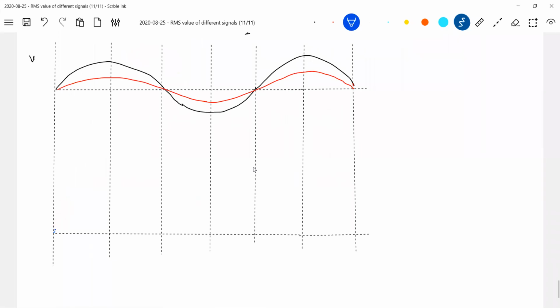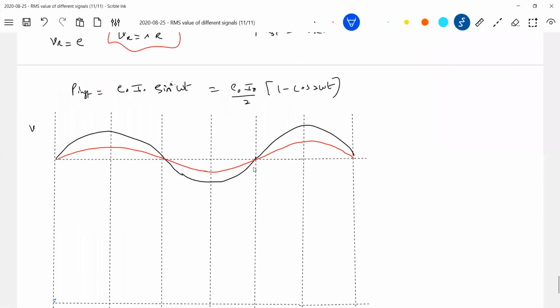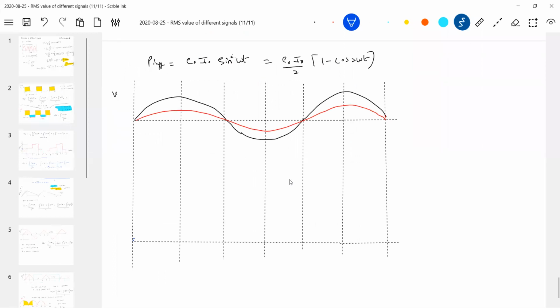Initially it should be 0, no? Then maximum. Put t equal to 0. Instantaneous power should be 0. This I'll make a little bit small. These are the intervals of time: T by 4, T by 2, 3T by 4, T, 5T by 4, 3T by 2. This is voltage and this is the current.